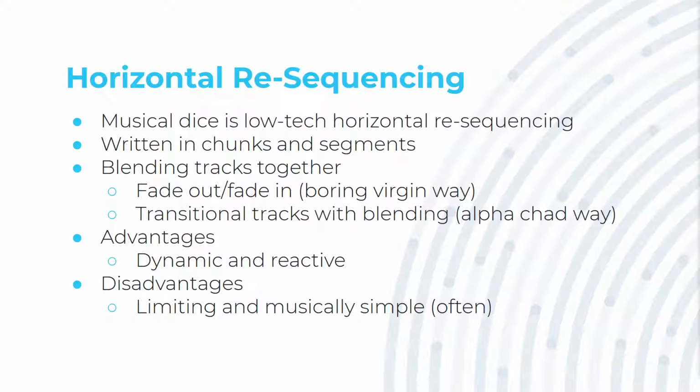And with the piece constantly switching, you'll want it to blend pretty nicely. So there's a couple ways to go about this, with the two main ones being fades, which is a boring but safe way to do it, or you could go the Alpha Chad direction and build a transitional piece with the sole purpose of blending between two pieces to give it a more natural transition.